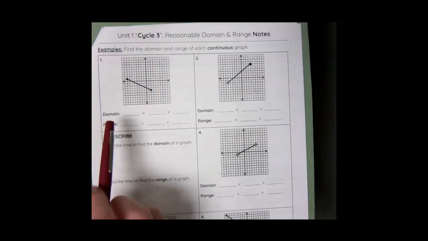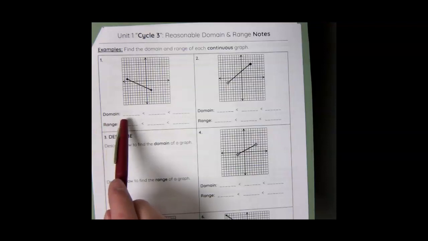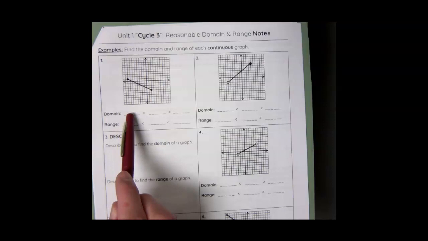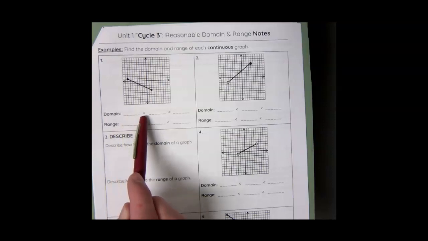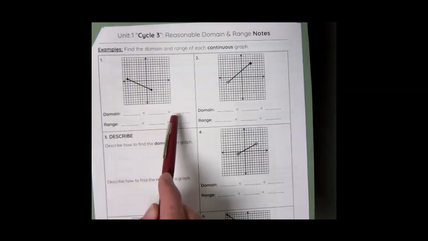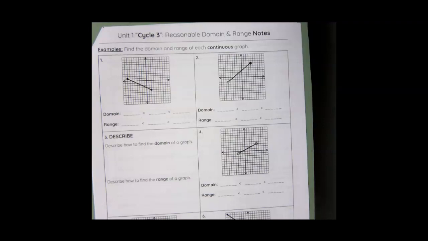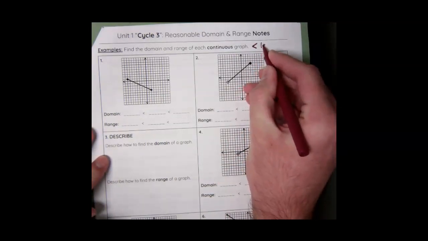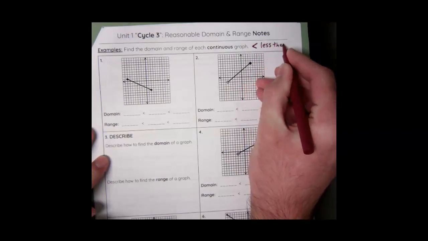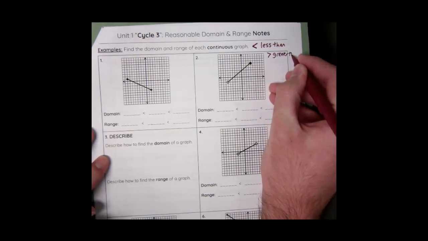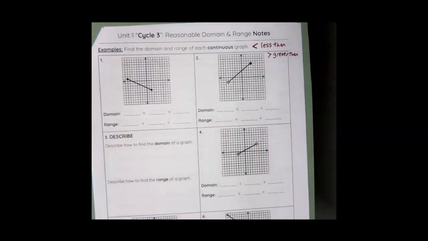One way we represent domain and range is through something that looks like this. It is something is less than something is less than something. As a reminder, this is less than, this is greater than. But in this video, we are only going to be using less than.